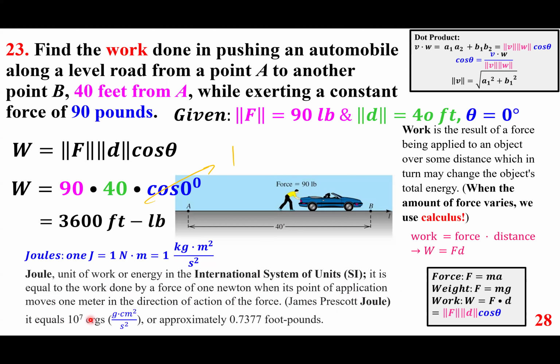It equals 10 to the power of 7 ergs. And now remember, kilogram is 1,000 grams, meter is 100 centimeters, so gram centimeter squared over second squared, or approximately 0.7377 foot-pound. That's the relationship between the two. Bear in mind, the entire world uses the SI except the United States. But having said that, let's look at another example.